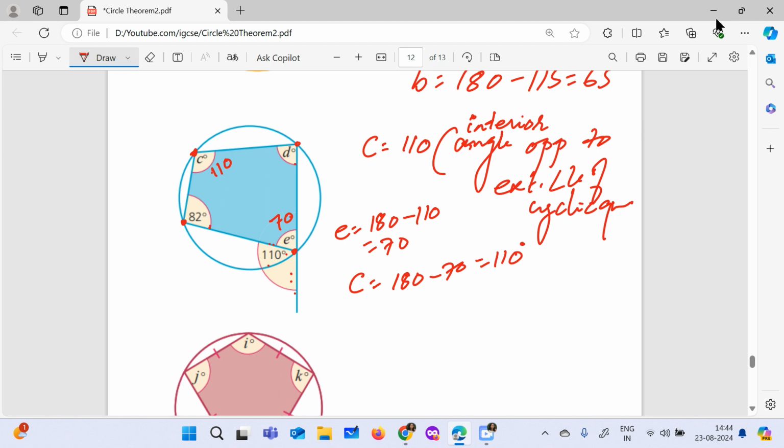Now, if this is 82 degrees, what will be the measure of D? Now, this is easy for you, right? D equals... just tell the steps, I'm going to solve it for you. 98? So you have to do 180 minus 82. That will give you 98 degrees. Good.